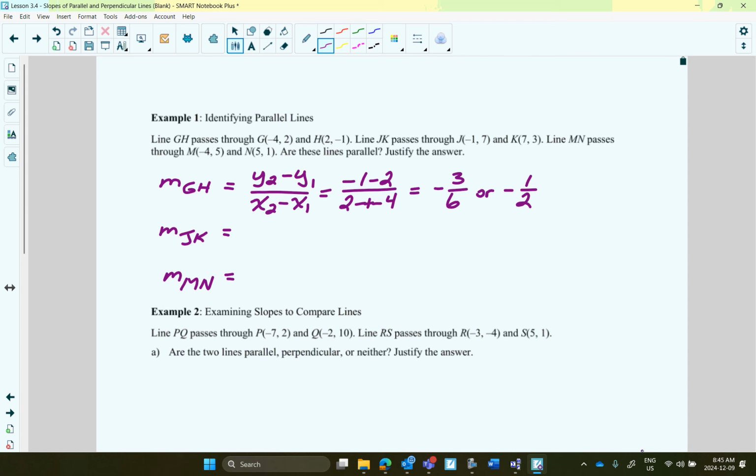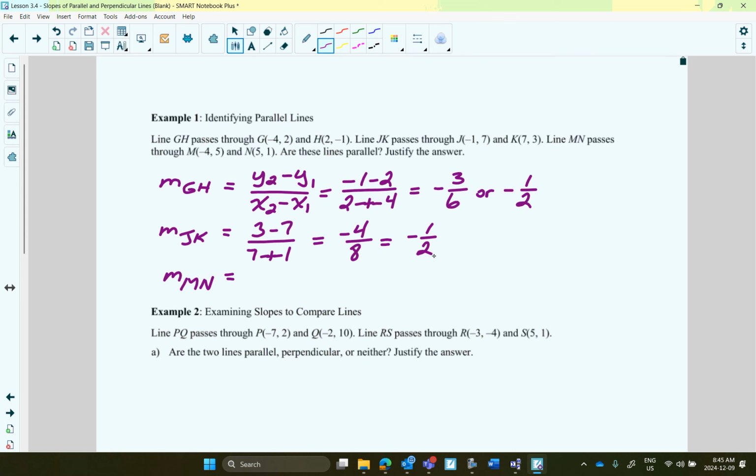So if these lines are going to be parallel, their slopes have to work out to -1/2. So let's look at JK. Second y 3 minus first y 7, divided by second x 7 minus first x negative 1. And that changes to a plus because it's subtracting the negative. That gives me negative 4 over positive 8, which reduces to negative 1 over 2. So what can you tell me about the first two lines? They're parallel, because they have the same slopes.